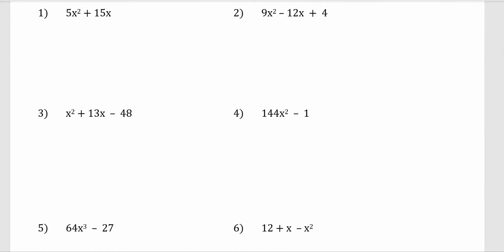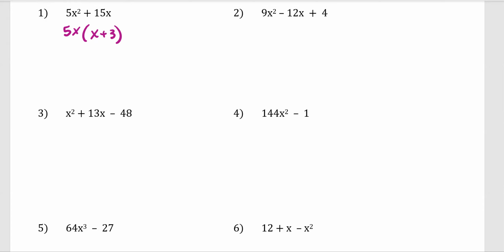Number 1 has a greatest common factor, 5x. If you divide each term by 5x, the result will be x plus 3. So your factors are 5x times x plus 3.